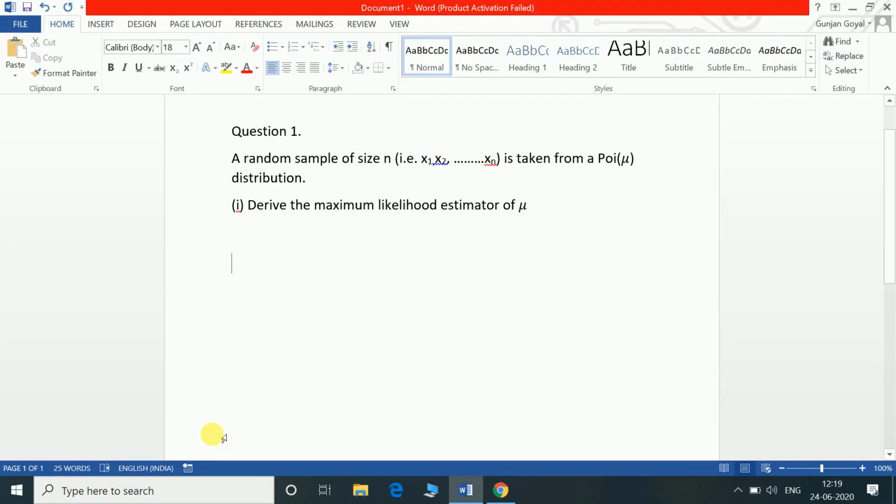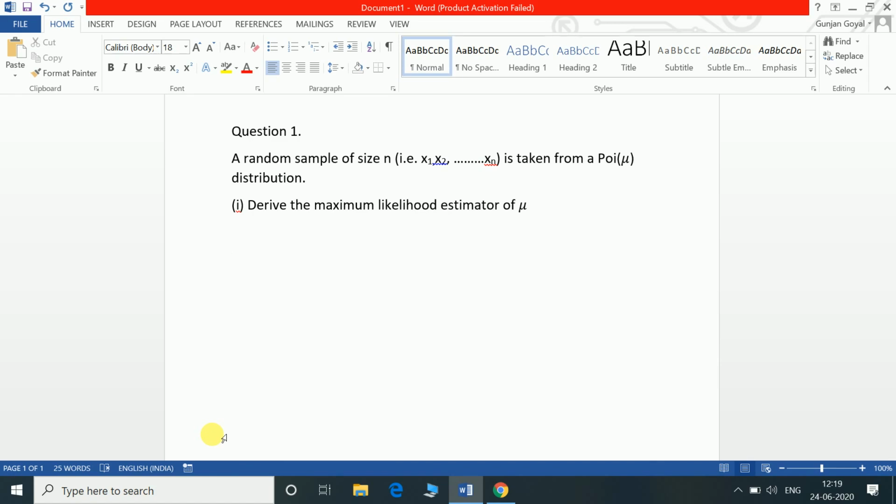In this video, we learn how to solve maximum likelihood estimation on Word using mathematical typing. This is a topic of CS1. Let's start with this question. A random sample of size n is taken from a Poisson(mu) distribution. Derive the maximum likelihood estimate of mu.